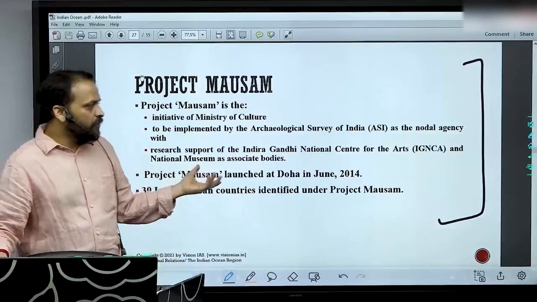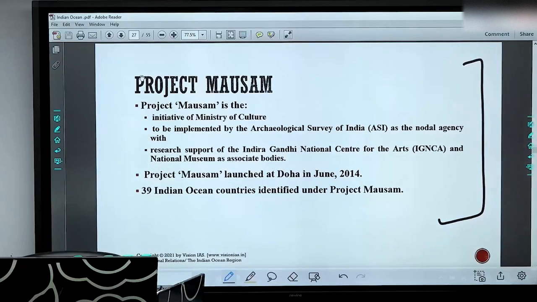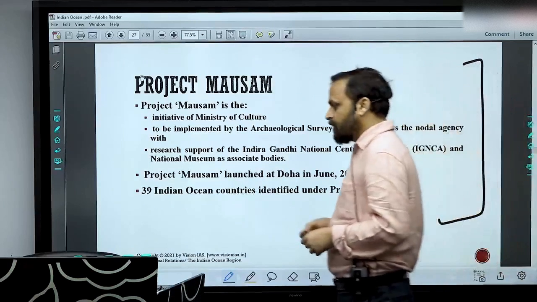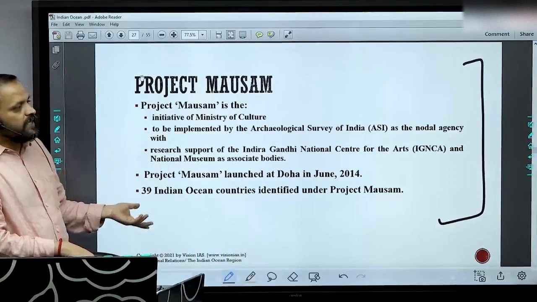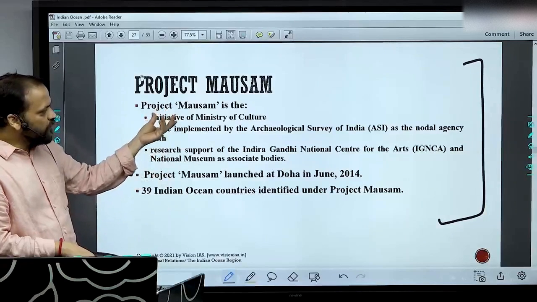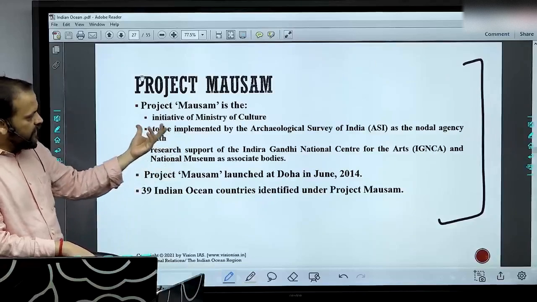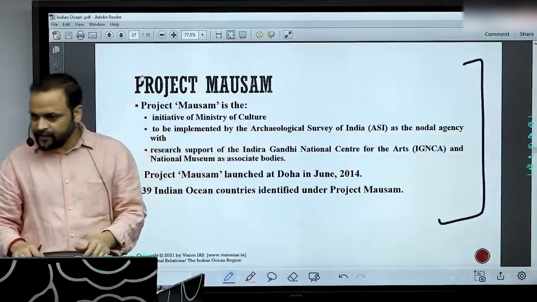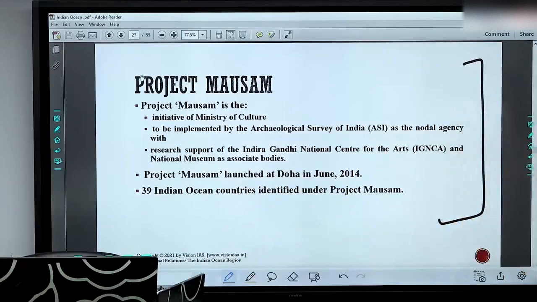So first and foremost, we understand what Project Mosam is. Project Mosam is a project under the Ministry of Culture. This project was announced in the year 2014. So some information would be important. For example, if you look at it like PT, Project Mosam is an initiative of the Ministry of Culture, and the nodal agency implementing it is the Archaeological Survey of India. It also gets research support from IGNCA, the Indira Gandhi National Centre for the Arts.